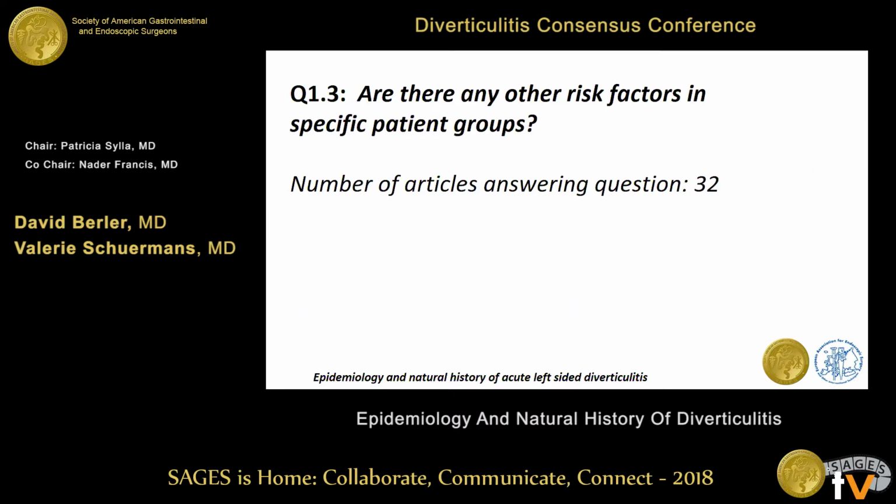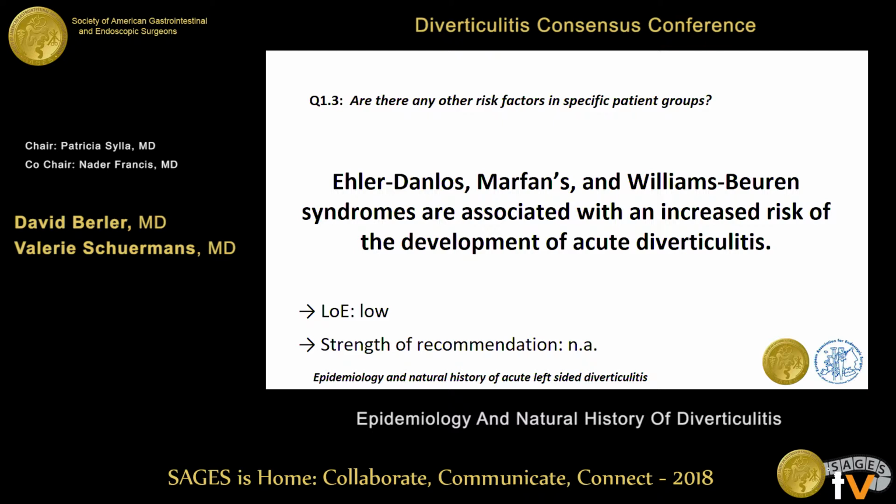And the next subtopic is, are there any other risk factors in specific patient groups? 32 articles mention specific patient groups at risk for acute diverticulitis. The first patient group is patients with Ehlers-Danlos, Marfan syndrome, and Williams-Beuren syndrome, who have higher rates of diverticulosis. This has been investigated a lot due to the disrupted collagen metabolism, which weakens the colonic wall and therefore predisposes these population groups to diverticulosis. But some studies showed that these patients are also at risk for developing diverticulitis. But this might also be due to the higher incidence of diverticulosis. They will also have higher rates of diverticulitis.